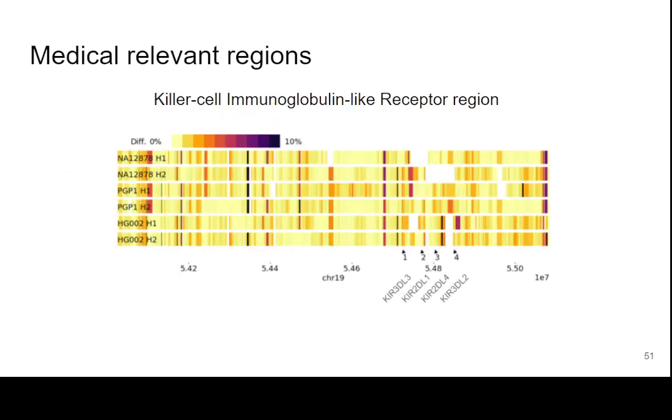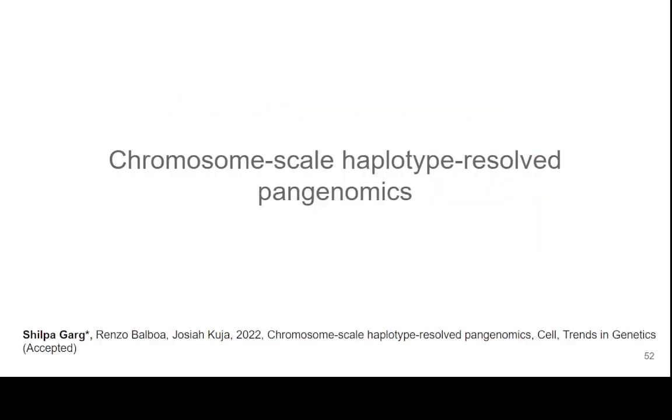A similar pattern we also observed in KIR regions. KIR, the killer cell immunoglobulin-like receptor region, has associations with autoimmune diseases, and we observed about 10% divergence in these regions, like KIR DL1. These studies suggest that HiFi and Hi-C based sequencing can go through these complex clinically relevant regions.